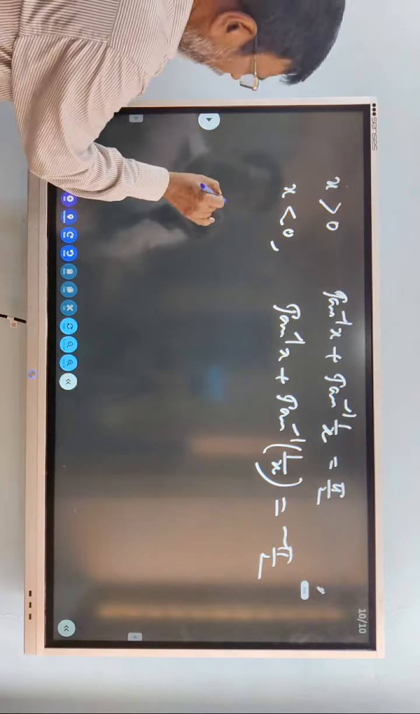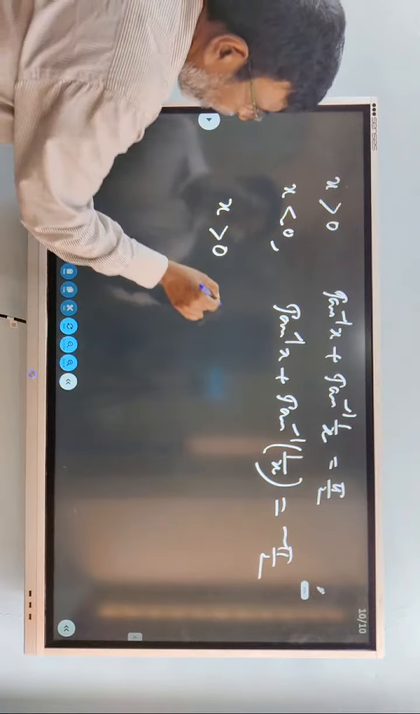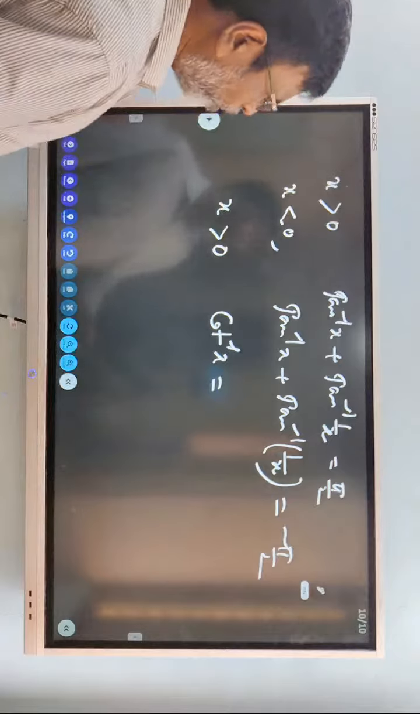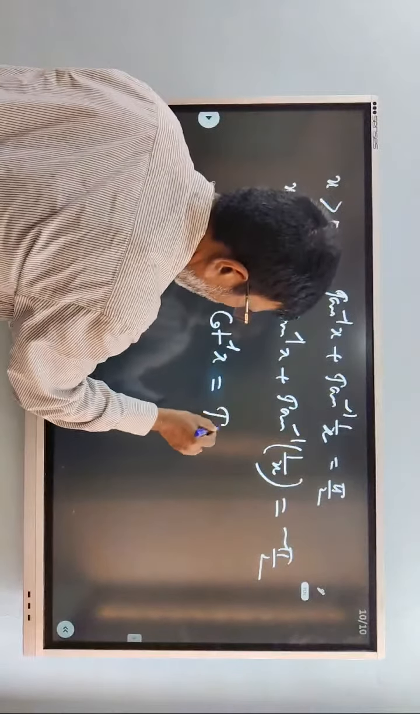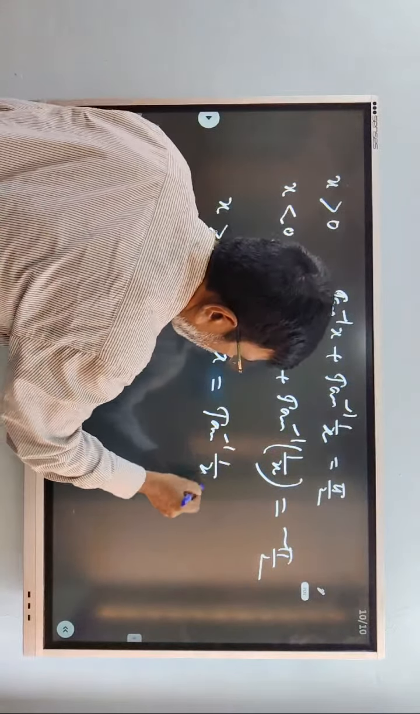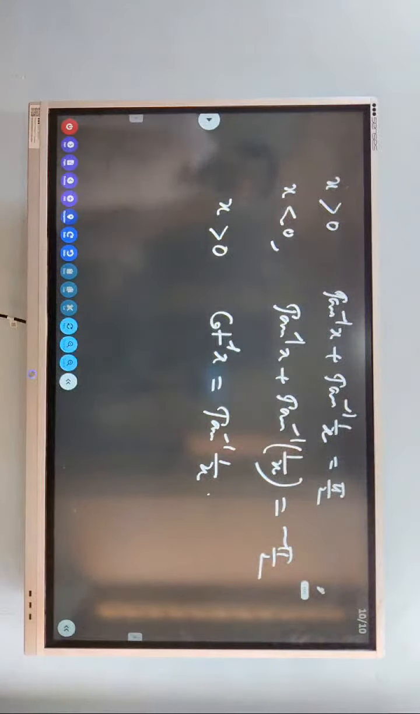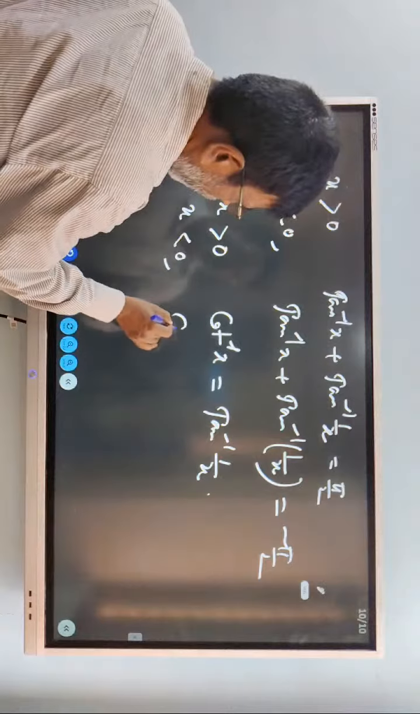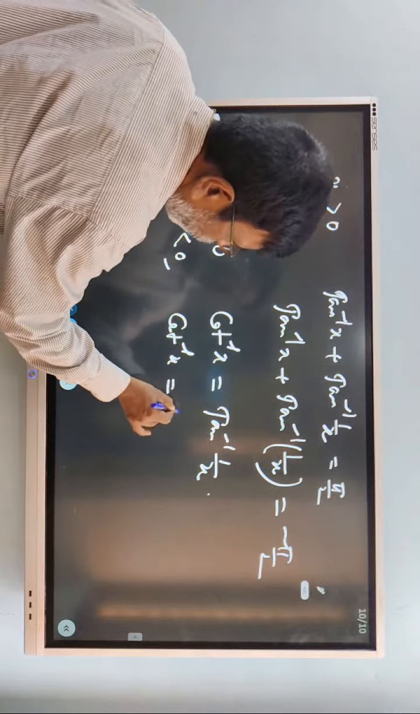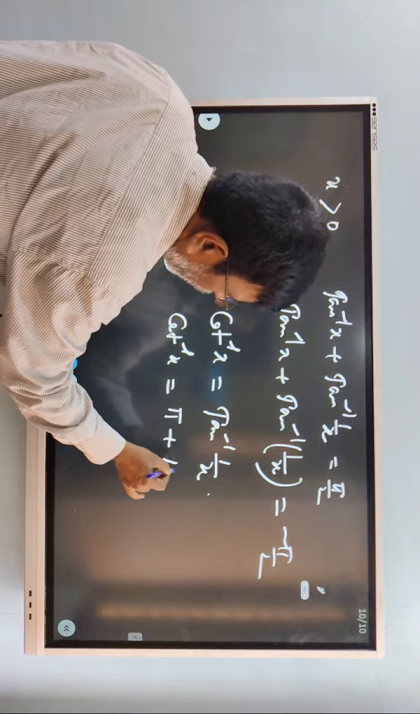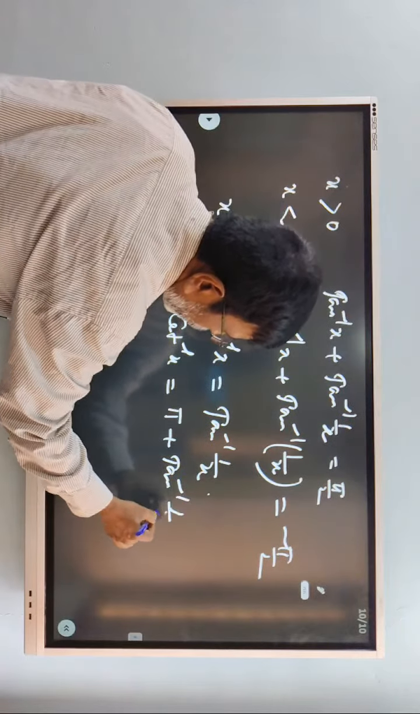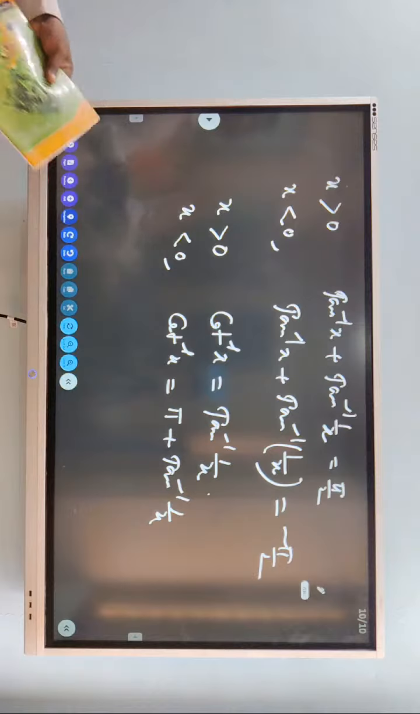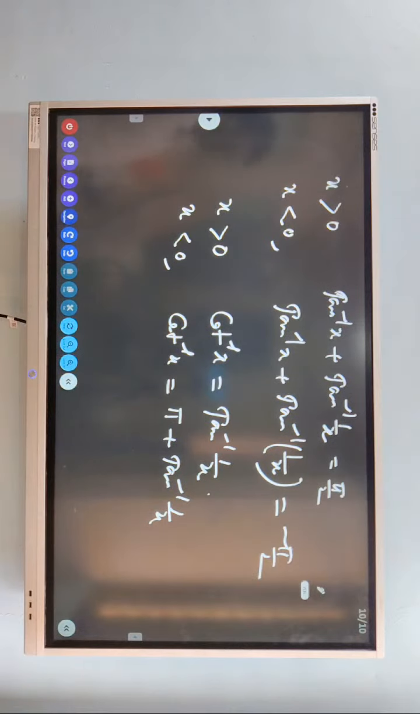Suppose x is greater than 0, what is cot inverse x? Cot inverse x in terms of tan inverse is tan inverse of 1 by x. This is a very important formula. Suppose x is less than 0, then cot inverse x equals pi plus tan inverse 1 by x. These are also most useful formulas, very important for solving problems.